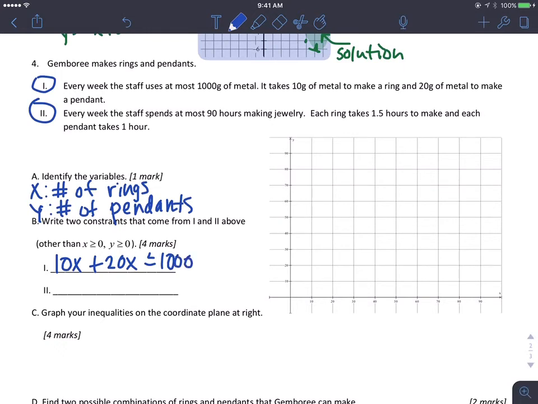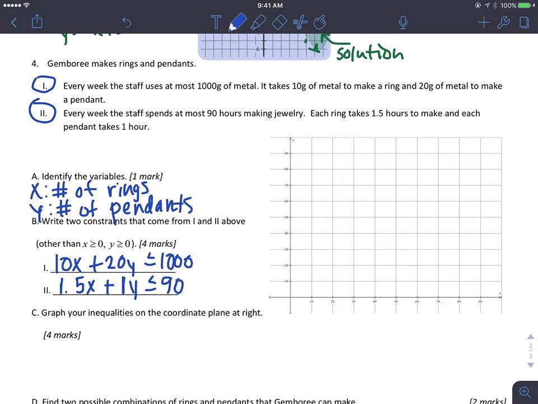All right, and then hours: 1.5 hours plus 1 hour. Oh, I just realized up above I had two x's. That should have been 20y. So 1.5x for the hours now, plus 1 hour for the pendants, 1y, has to be less than or equal to 90.